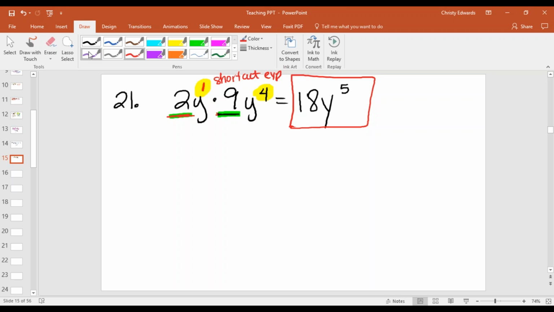What if, let me just see something else. I'll just make one up. Negative 4x to the third times negative 3x. What's the simpler way to write that? Final simplified form.